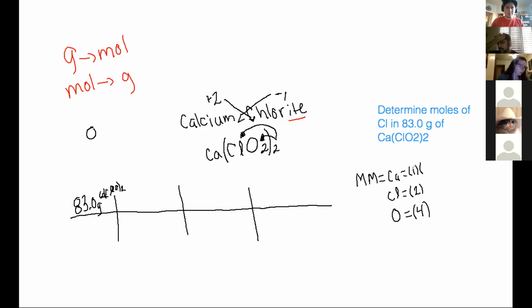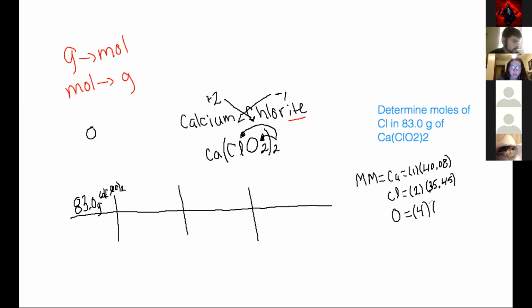40.08. Right. 40.08. How much does chlorine weigh? 35.06. Ooh. It should be a little higher than that. Mine normally always says 35.45. And then oxygen weighs how much? 16. Perfect, right.